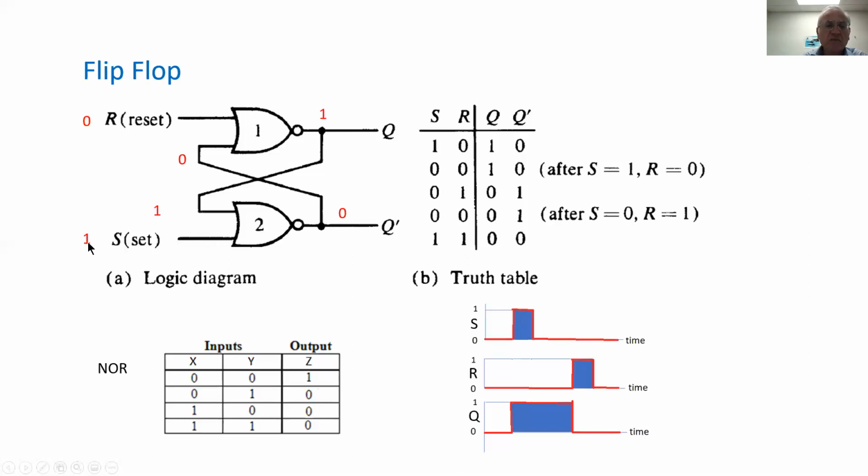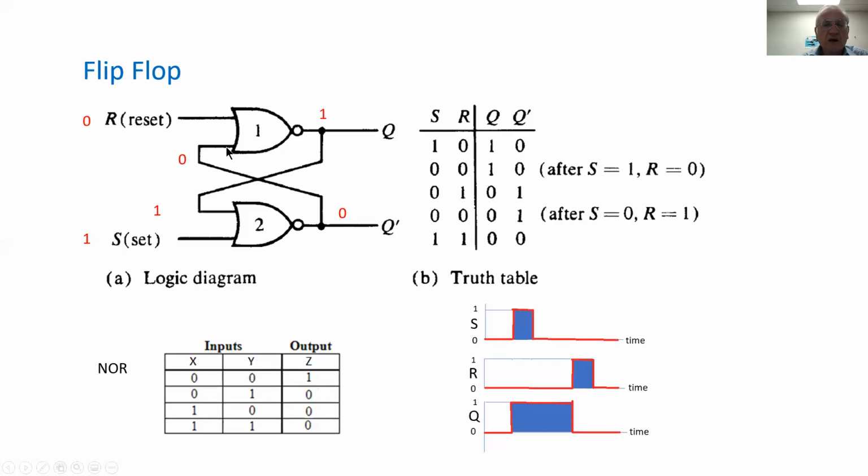Let's see how it works. If the reset is 0 and set is equal to 1, then what we have here at the NOR, we have 1, therefore any 1 will give us 0.